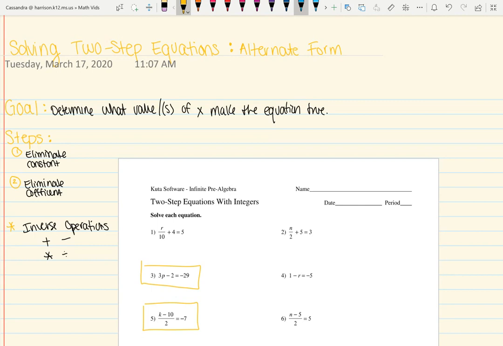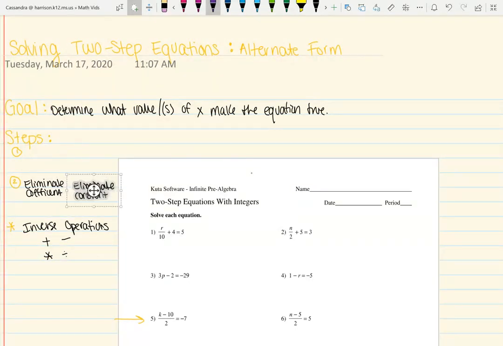So instead of addition or subtraction being the last thing to happen, addition and subtraction is now the first thing to happen. When you've got equations like that, they're in reverse. All we're going to do is reverse the order of inverse operations that we use. So instead of eliminating the constant first, we are going to eliminate the coefficient first.